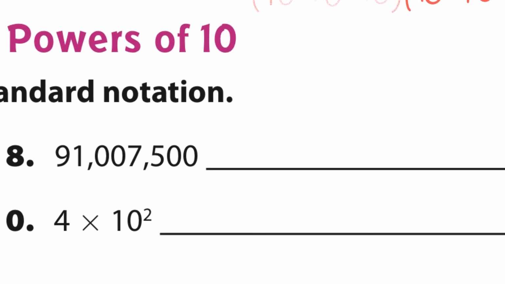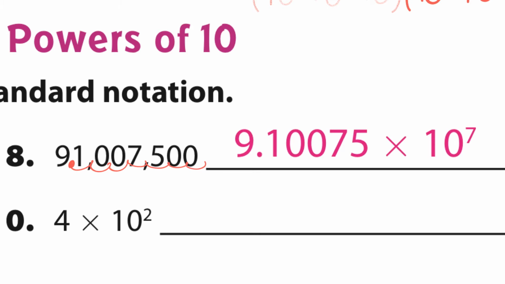Next, you've got to put this in scientific notation, so we have to put a decimal right there, and you have to move it 1, 2, 3, 4, 5, 6, 7 times. So the exponent is 7, and you got it right there, 9.10075. Then 7 times to the right, you got to move it. This one, you have to move the decimal 4 times to the right, so it's going to be 2 zeros after the 4.